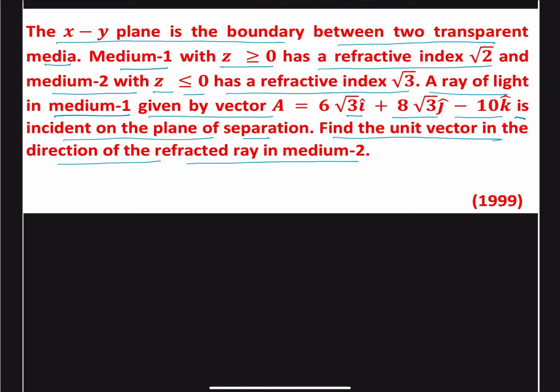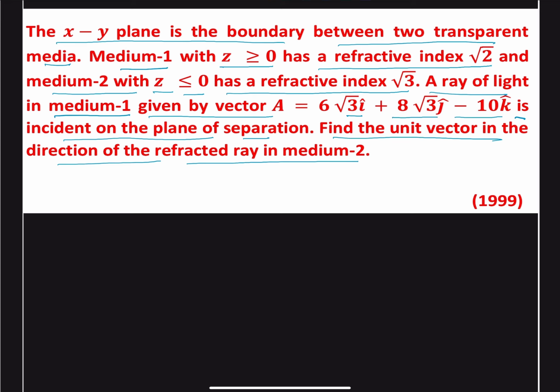So we are given basically two media, 1 and 2, and their respective indices, and we have the incident ray vector. In this case, we are going to use Snell's law, and we are going to define the plane of incidence by the incident ray and the normal to the surface. The refracted ray lies in the plane of incidence, and that is going to give us the unit vector. More or less, in this case we are going to use the basic properties of vectors in order to get the solution.